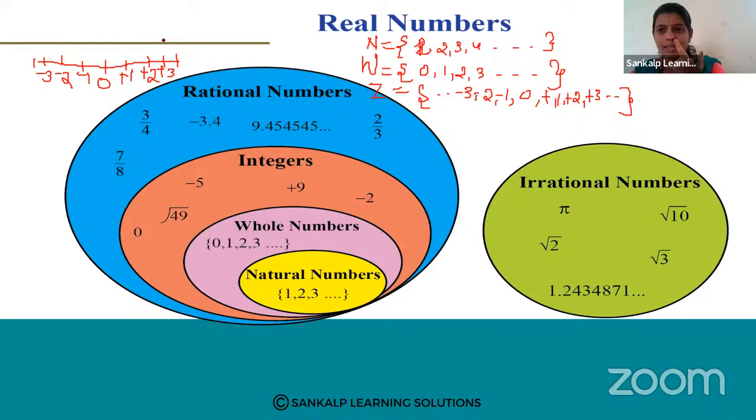No, there are some other numbers also there, like 1 by 2, 2 by 3, right? So 5 divided by 2, 4 divided by 3. So this type of numbers are also there in the number line.